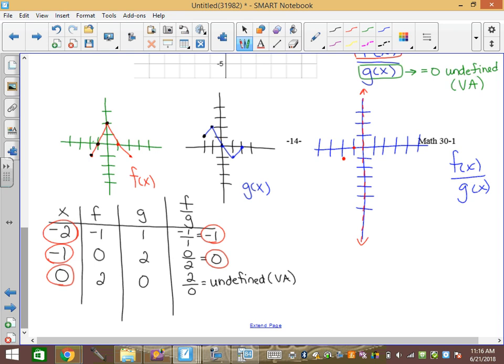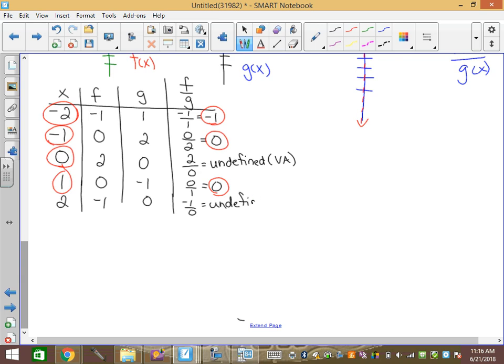And then I have 1. At 1, I have 0. At 1, I have negative 1. 0 divided by negative 1 is 0. So 1 and 0. And then at 2, I have negative 1 for f. I have 0 for g. I have negative 1 divided by 0, which is undefined, which is a vertical asymptote. 2.